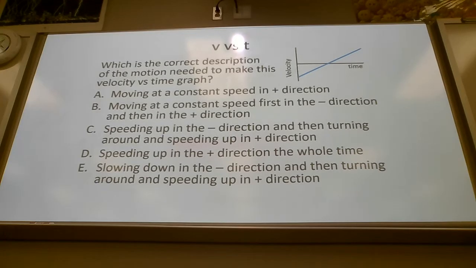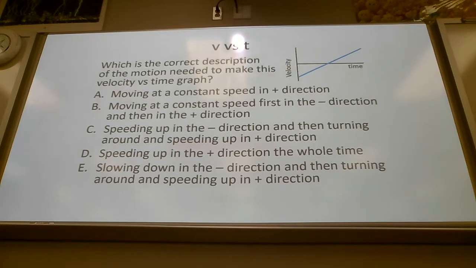We know it's moving in a negative direction, but since it's going up, you have to turn around. You're going slow, and it's negative, and you have to turn around. So then it goes into positive. Yeah. Okay, I understand. Correct answer is E.